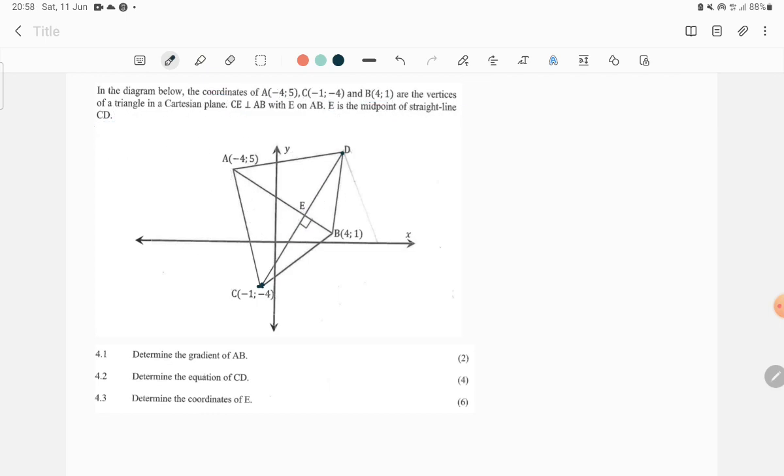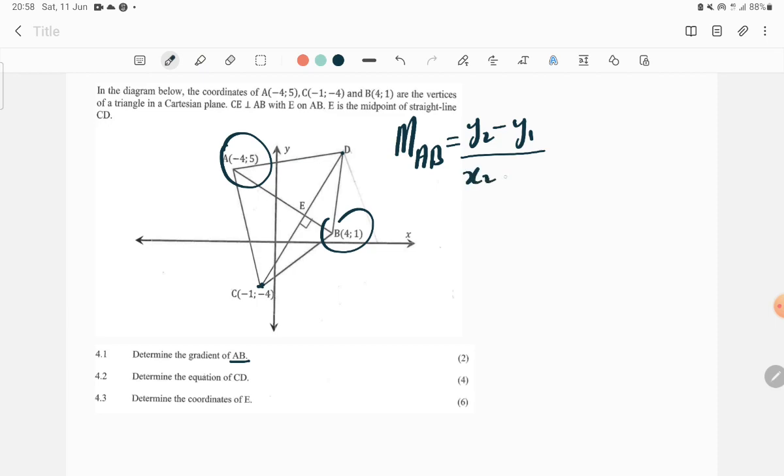Then what are we having? Determine the gradient of AB. When you have 2 points on a straight line, you can just use the formula to calculate the gradient. So the gradient of AB is given by y2 minus y1 divided by x2 minus x1. We always need to remember that the gradient of a line is change in y divided by change in x. Otherwise, when you do it the other way around, you will get it wrong.